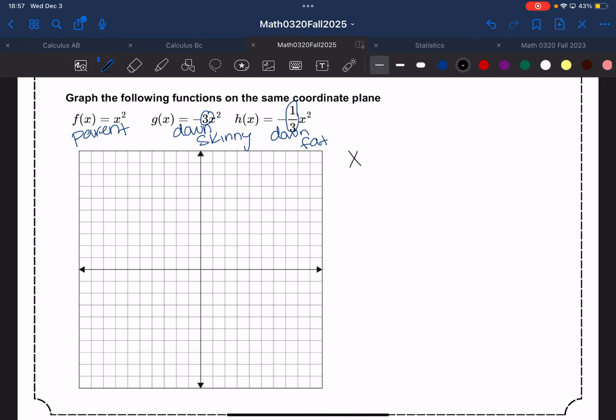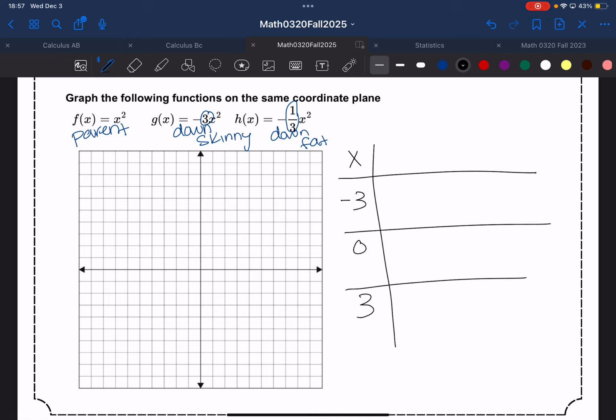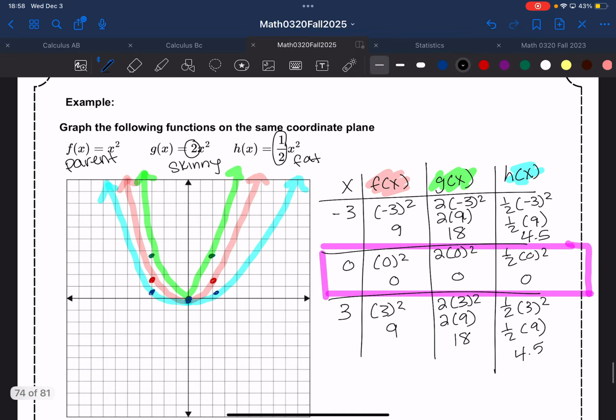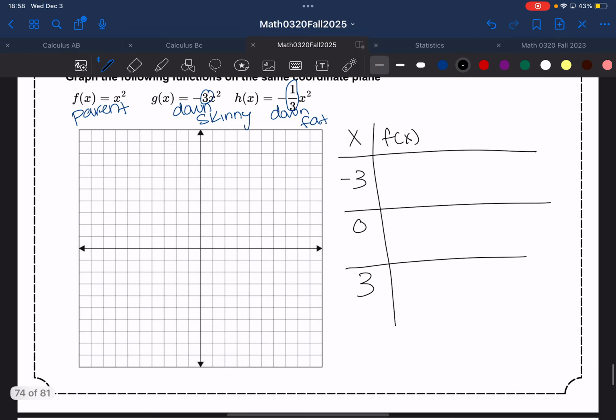Okay, so we set up our table. And I'm going to continue using -3, 0, 3. So my f of x didn't change from above. So I can actually just go to the one above and copy down those answers. So 9, 0, 9. Because I'm using the same exact numbers, -3, 0, 3, and my parent function never changes.